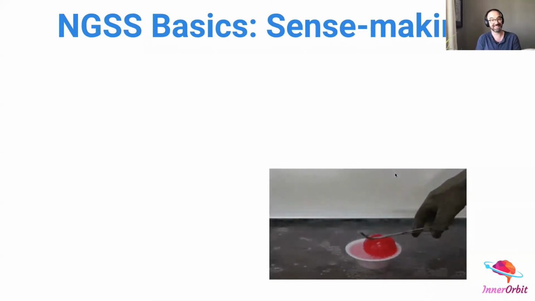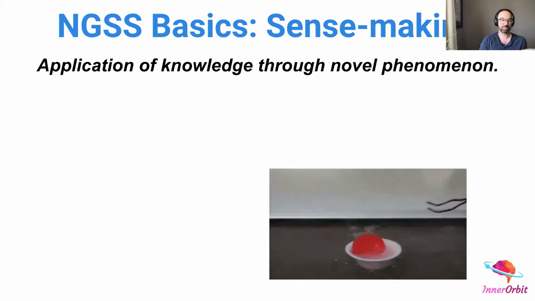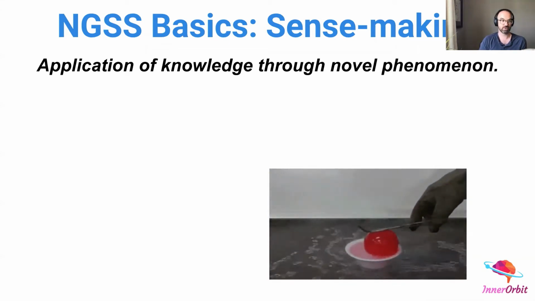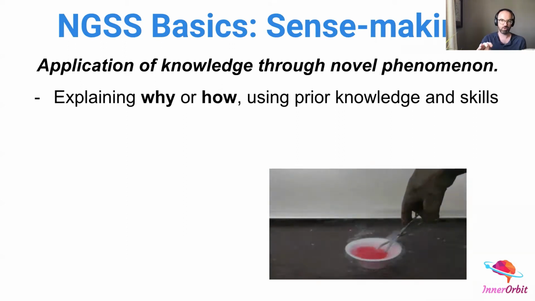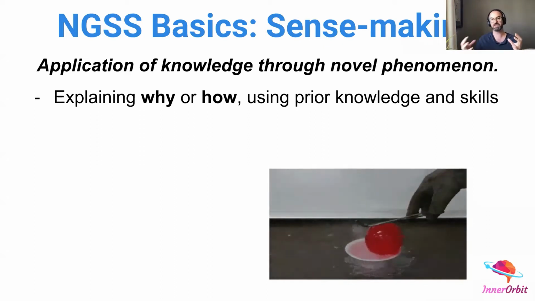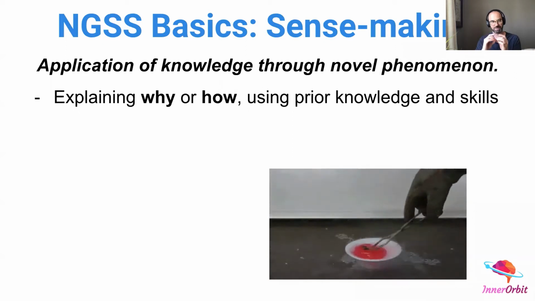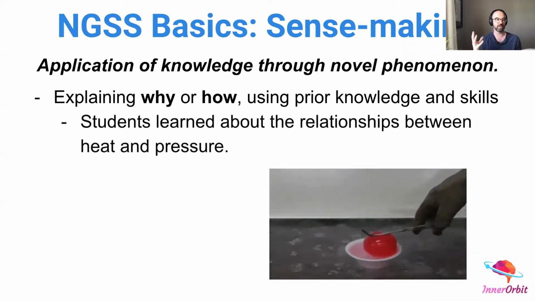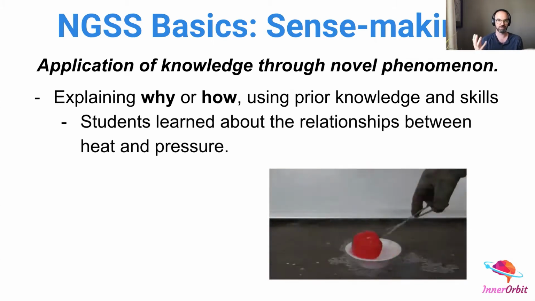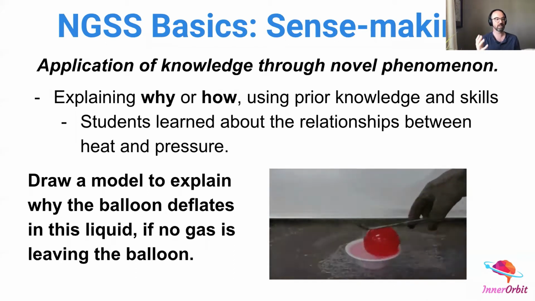So now we're going to talk about sense making. This is the other important part of those. Sense making is the application of knowledge through a novel phenomena. Usually students are explaining why or how, and they're using both prior knowledge and skills. And this is where the three dimensions of the NGSS all come together and synergize. So if students learned about the relationships between heat and pressure prior, then you want them to draw a model to explain why the balloon deflates in this liquid if no gas is leaving the balloon.